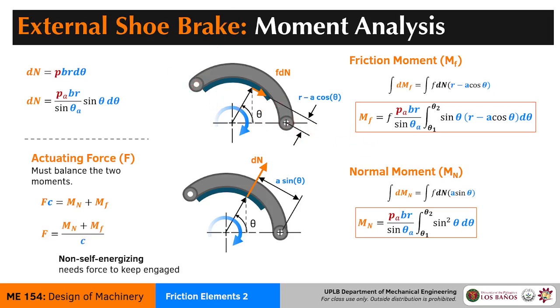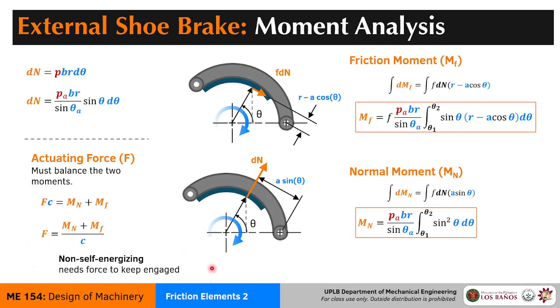So now doing so, we get this expression. This is now the expression for the actuating force. We get the frictional moment, we get the normal moment, and then we obtain the radial distance, and then we get the actuating force. Now, there is another discussion here.